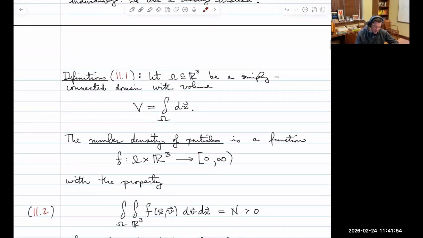So let omega, so this is our box, or the open set describing the interior of the box, be a simply connected domain with a certain fixed volume. So we'll use this again and again. The volume of this, we could say the volume is L cubed, where L is the side lengths of our box, but that's not necessary. We'll just set the volume to be some specific thing, V.